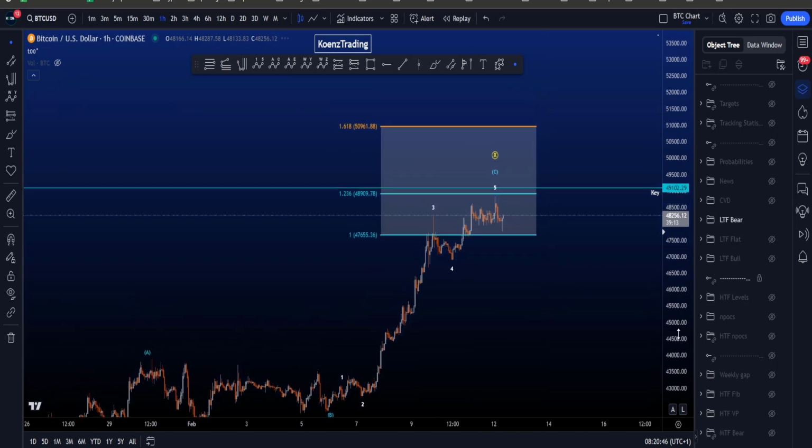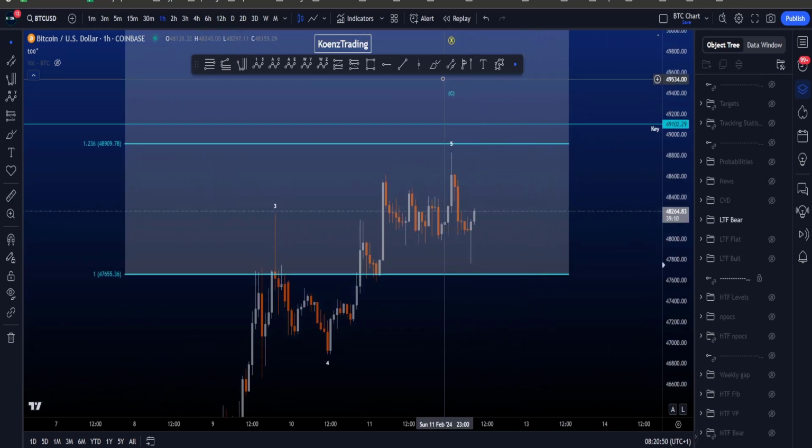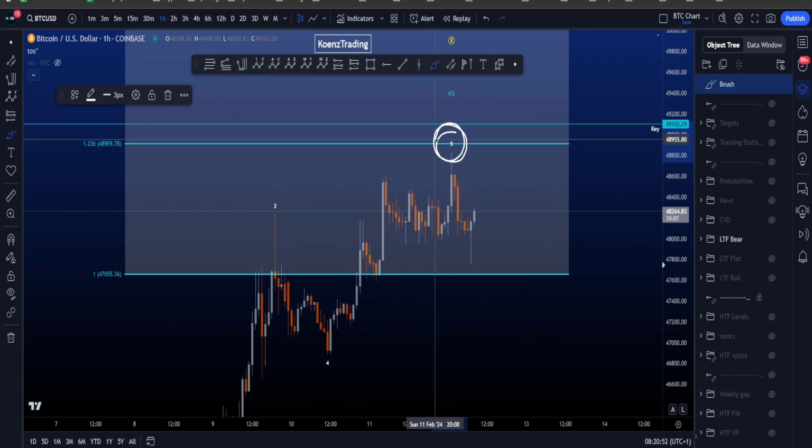But what is interesting in this last leg to the upside is that it is very difficult to end a wave 5 over here.